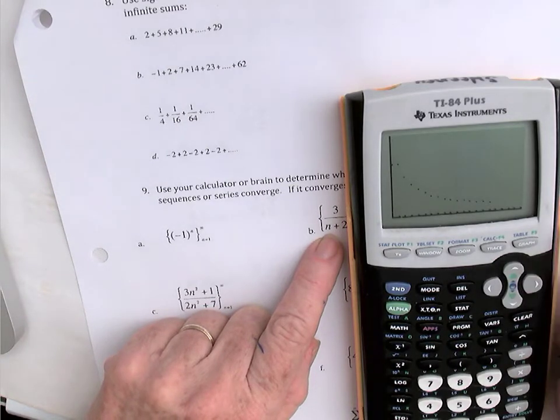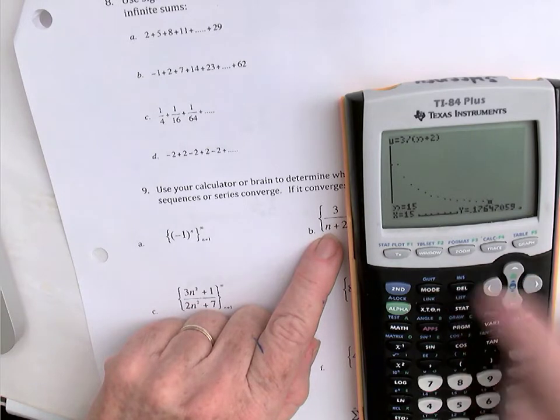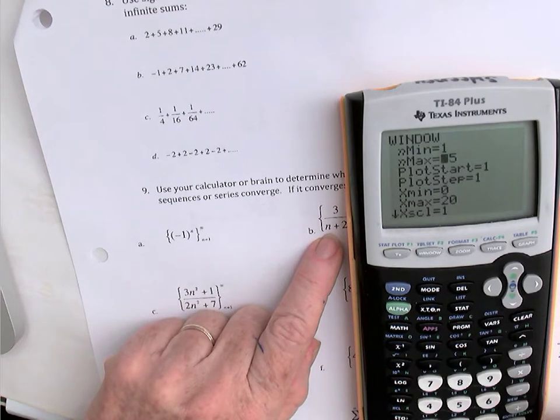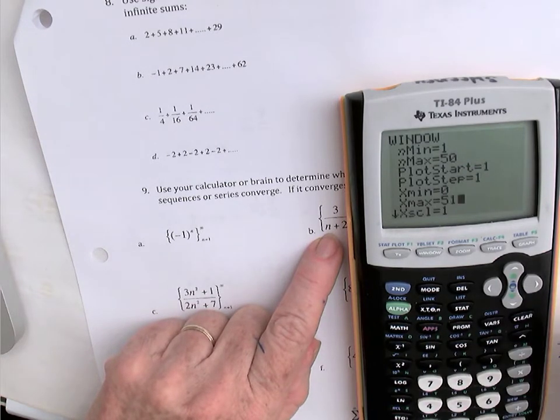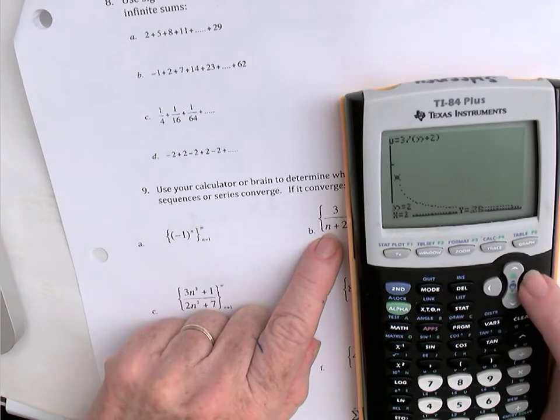And sure enough, when I trace over this, the trend is the terms all seem to get closer and closer to 0. And if I wanted more proof, I might make n max equal to 50, which means x max also has got to be, let's say, 51. So I see this. Now I'm looking at a whole lot more points, and I can still see that these get closer and closer and closer to 0.